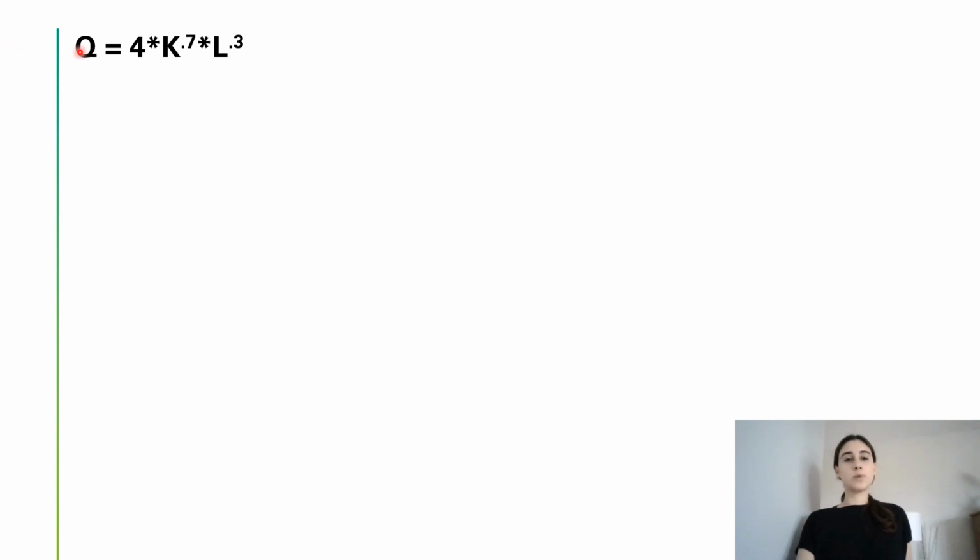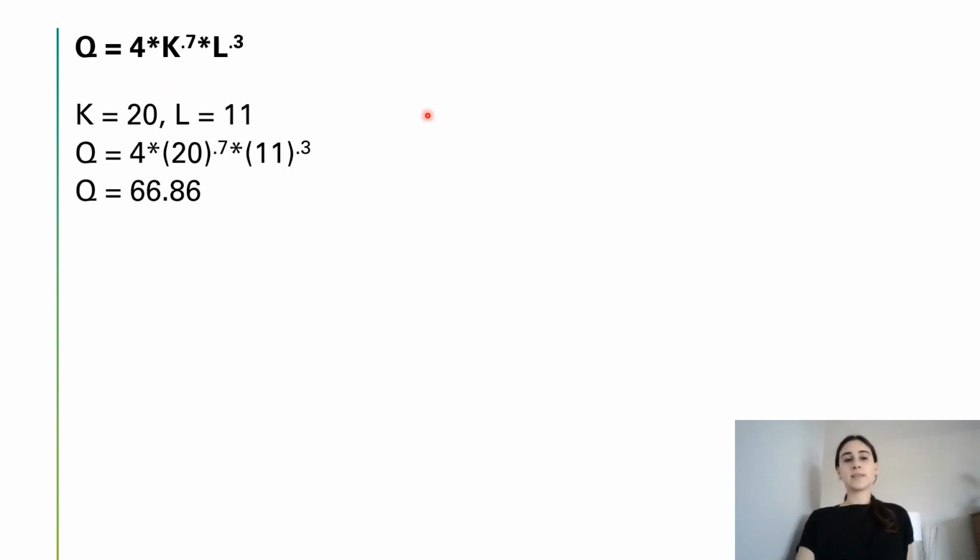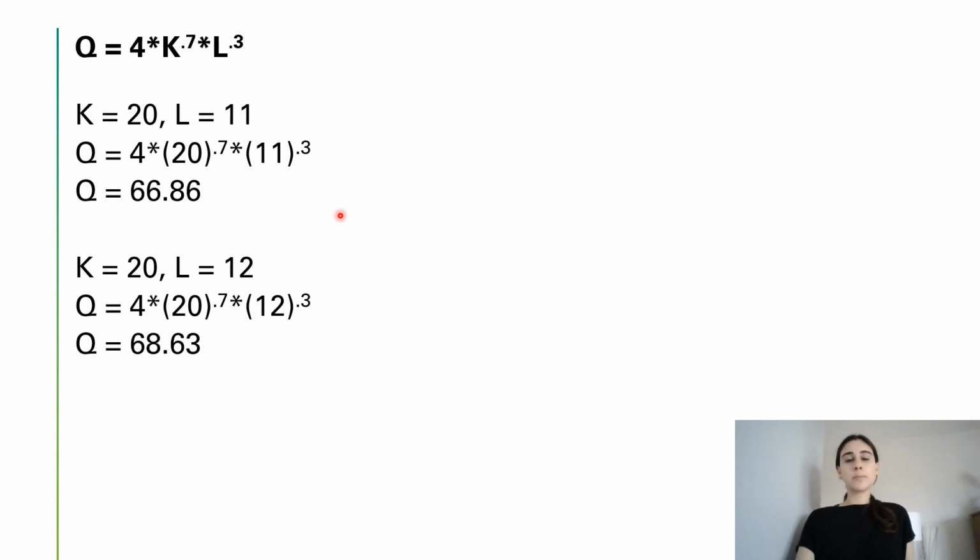To find quantity, we will use our quantity equation that ties together capital and labor. At the first instance, we know capital is 20 and labor is 11. To find the quantity produced, we simply plug in 20 for K and 11 for L, and we get this amount of quantity. We will repeat the same thing when labor is 12.